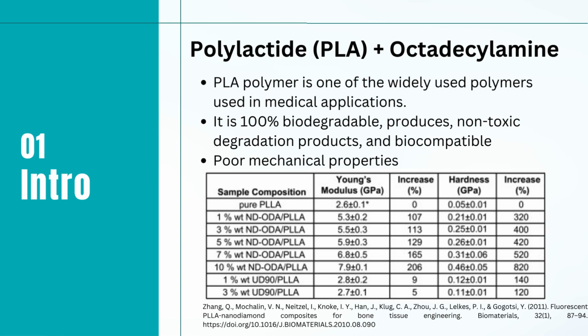An example of this is octadecylamine as a reinforcing material for PLA, and it was seen that the prepared composites exhibited better mechanical properties, like better Young's modulus and better hardness, compared to the native PLA. And as you can see in the figure, the peak properties is around 10% of the PLA added in the polymer. This makes the material useful in tissue engineering compared to the native PLA alone.